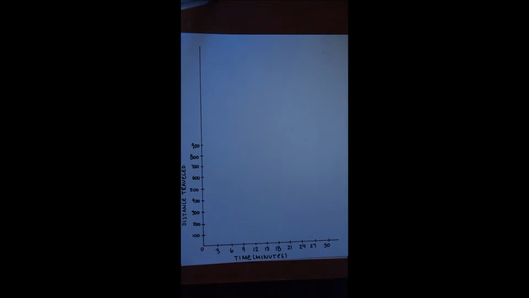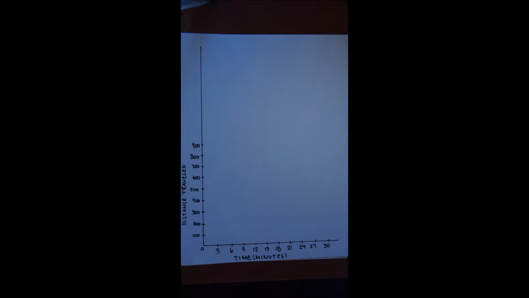In order to understand this problem, we can create a visual representation. We can create a graph. Generally, in a graph, time is going to go on the x-axis. Meanwhile, distance traveled is going to go on our y-axis. So our graph can look like this. We have time placed on the x-axis, and distance traveled placed on the y-axis.